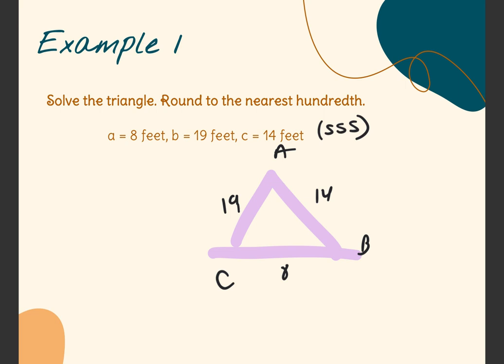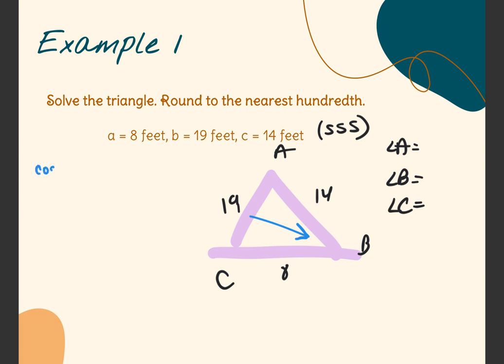So the first thing, I need to find all the missing angles. I need to find angle A, I need to find angle B, and I need to find angle C. And the order is important here. So the first thing I'm going to do is find the largest angle. How do I know which one's the largest angle? Opposite the biggest side. The biggest side is 19, so the largest angle would be angle B. So angle B is what we're going to find first.